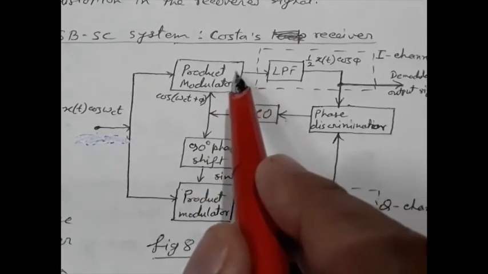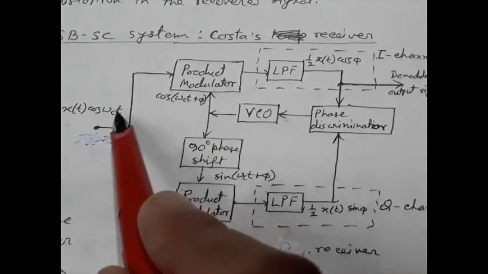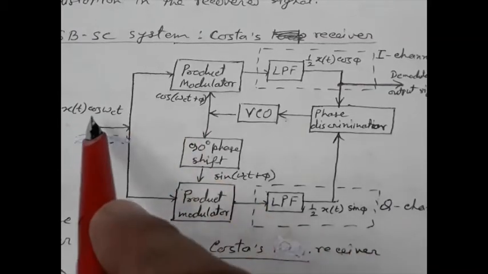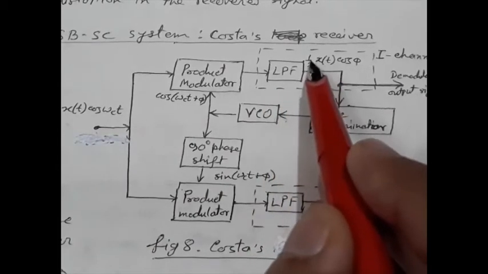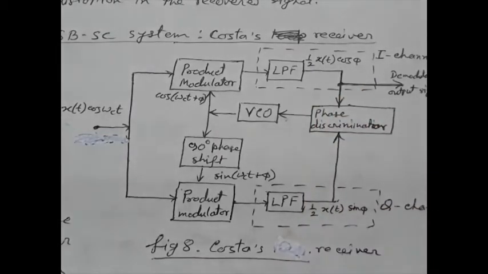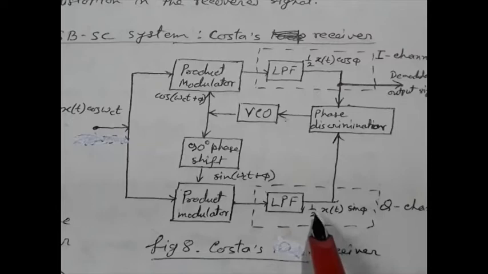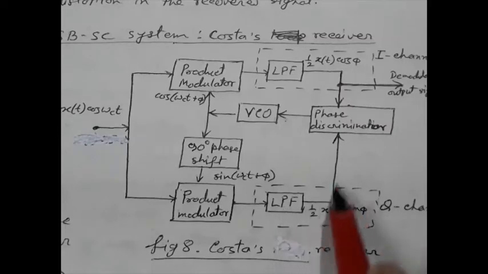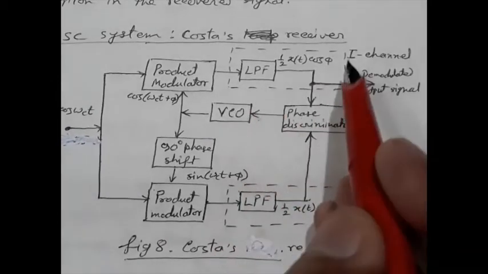So if we multiply these two, then we will get what we have seen in our previous discussion of phase error. After the low pass filter, we will have half of x(t) cos phi. Similarly, the lower channel output will be half of x(t) sin phi. This lower channel is called the Q channel or quadrature phase channel, and the upper channel is called the I channel or in-phase channel.